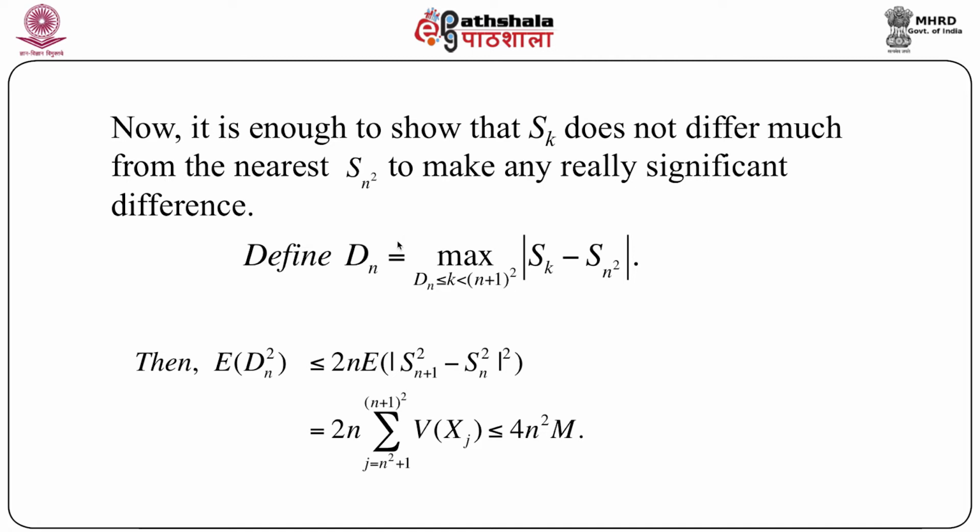Now a little bit of algebraic manipulation will give us immediately that expectation of Dn square is less than or equal to 2n into modulus of S(n plus 1) square minus Sn square, whole square, which is nothing but 2n into summation j equals n square plus 1 to (n plus 1) whole square of variance of xj, which is less than or equal to 4n square into n.